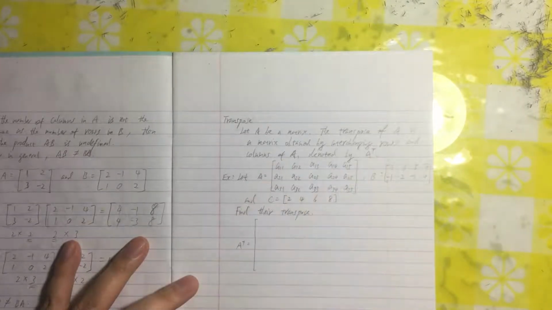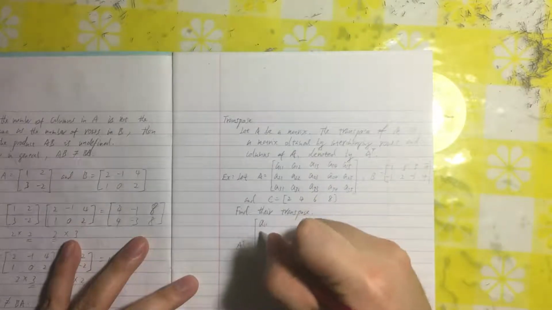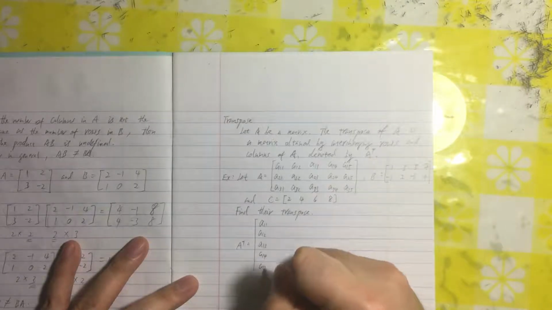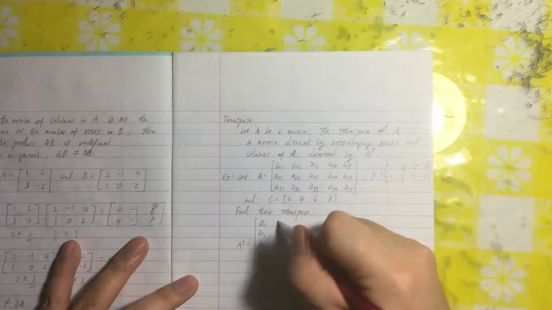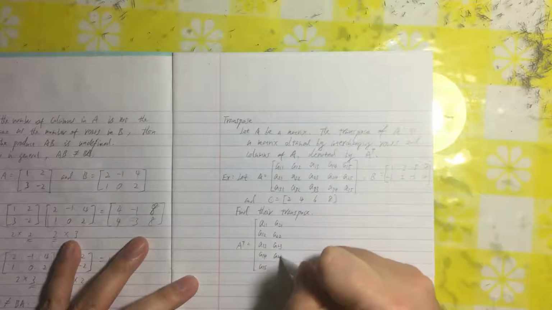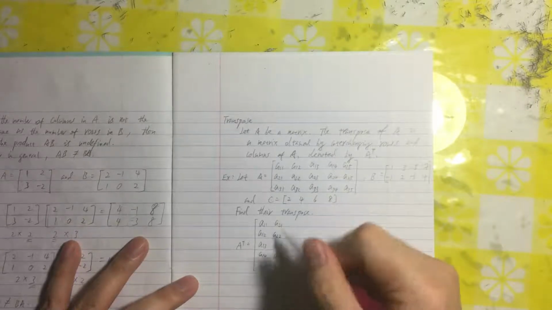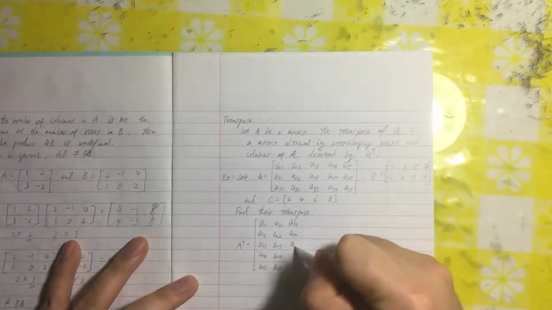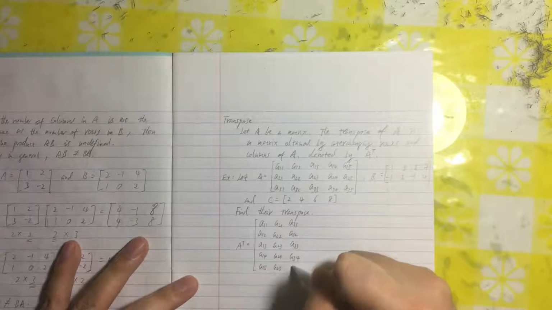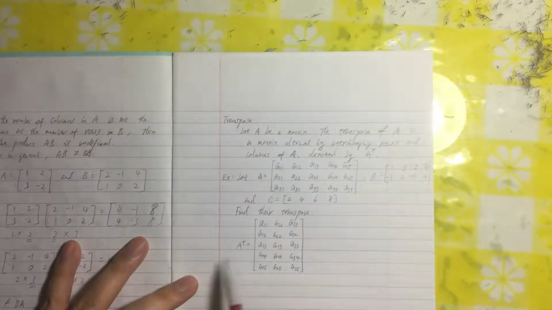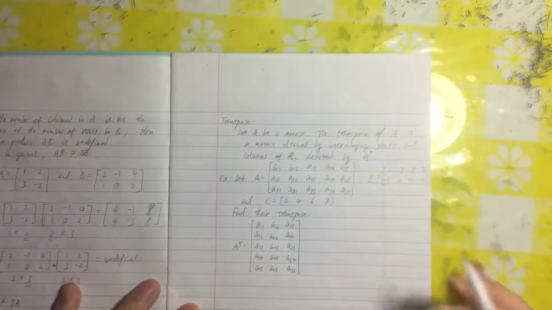That means I put rows in columns. So I write A11, A12, A13, A14, A15 in the first column. And then I write A21, A22, A23, A24, A25 in the second column. And then I write A31, A32, A33, A34, A35 in the third column. That's the transpose of A. It's read A transpose.